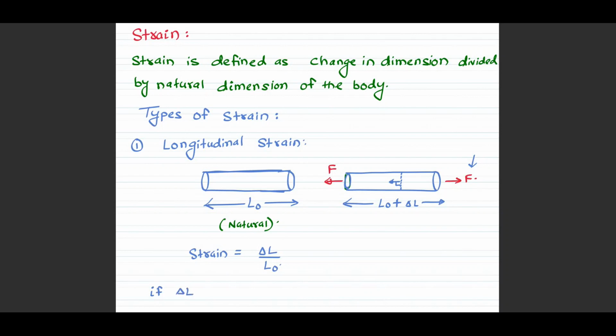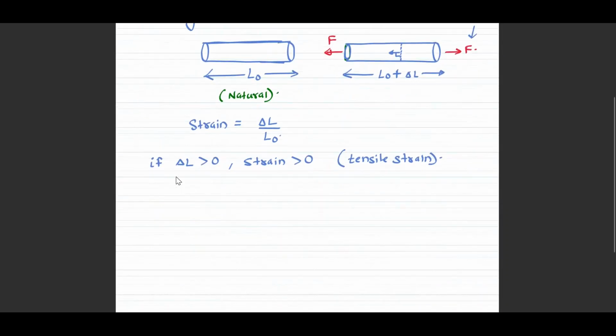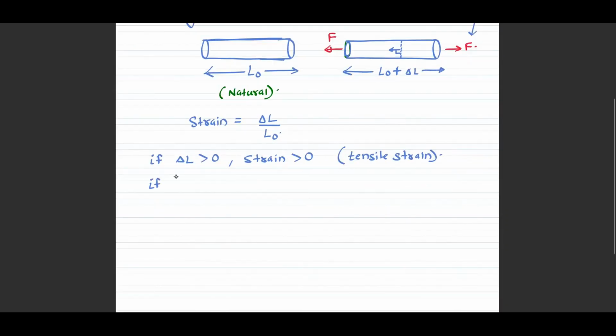If delta L is positive, strain is positive, and we call that tensile strain. If delta L is negative, strain is negative, and we call that compressive strain.